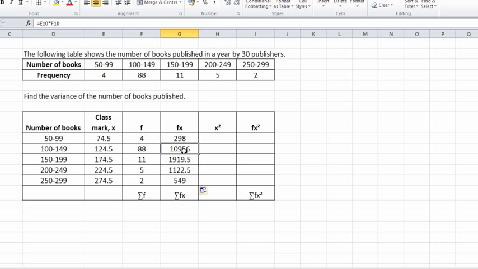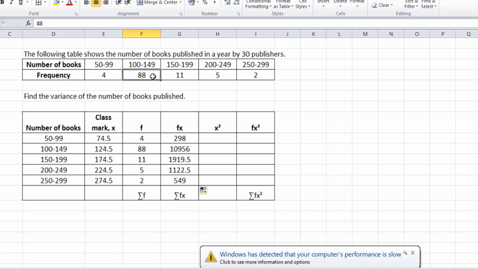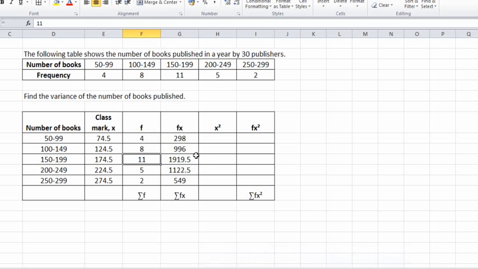Okay, there is something wrong here. This is not 88, but 8, so this is a printing error. No wonder there's a lot of discrepancy there. Okay, there you have it. So now it's correct. The summation of all the frequency is actually 30. I just counted it. And the summation of fx, let's take a look, is 4885.